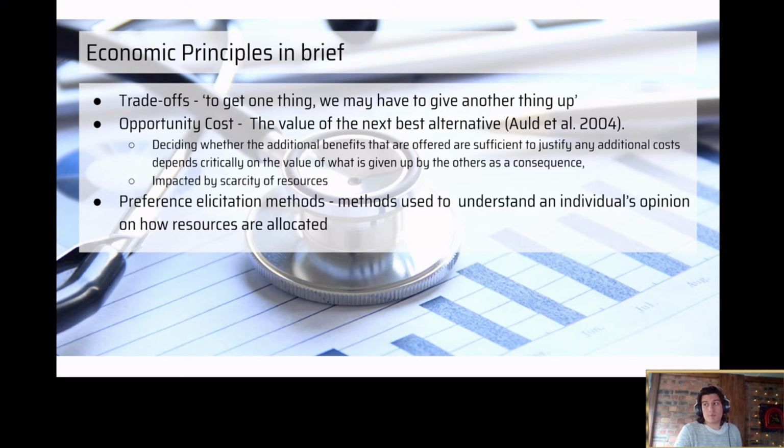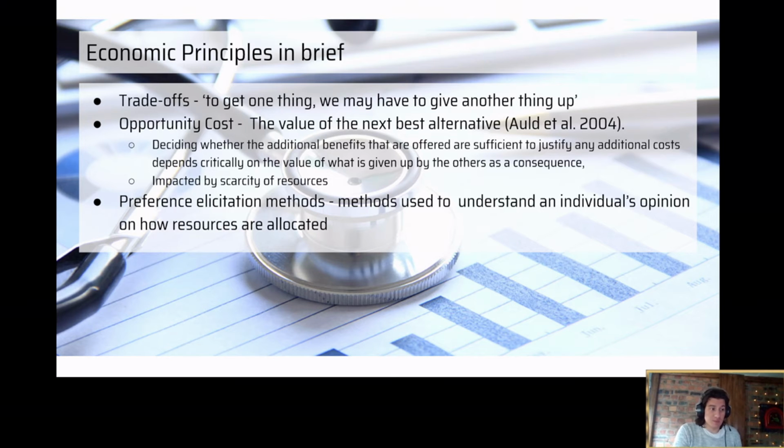So to give you some economic principles in brief that you may have heard of, you have trade-offs, which you might be familiar with, where to get one thing, we may have to give another thing up, similar to the concept of meaningful choice. And next there's opportunity cost, which assigns a value to a cost decision, basically deciding whether the additional benefits that are offered are sufficient to justify any additional costs, critically on the value of what is given up by the others as a consequence. I know it sounds complicated. Don't worry, I will give a bit more detailed explanation about what this is.